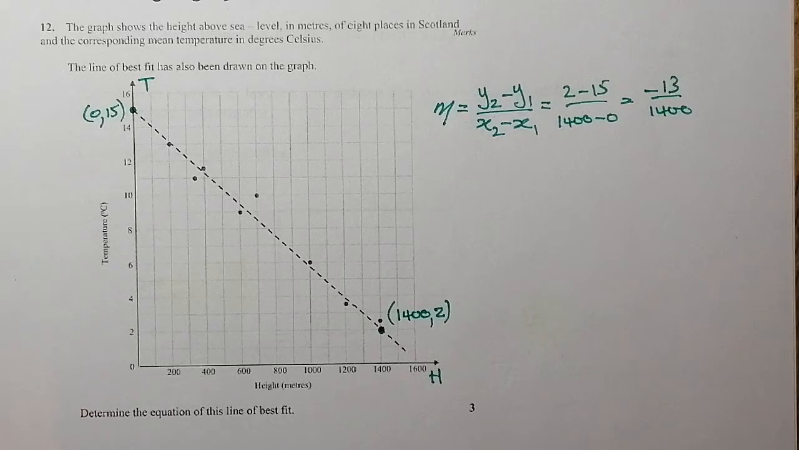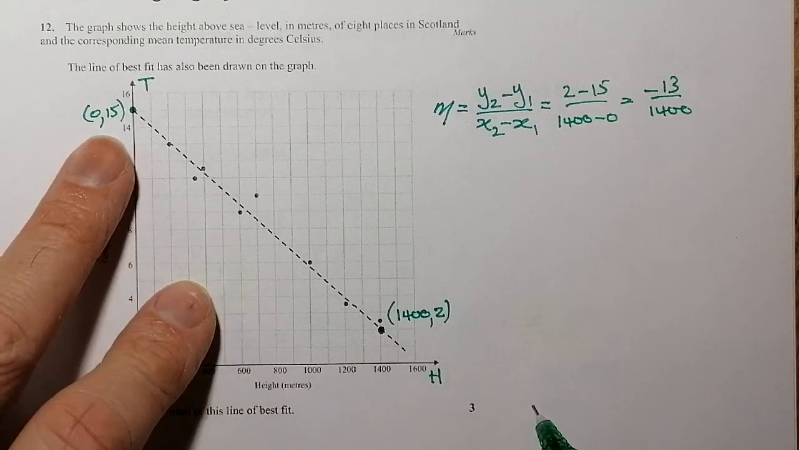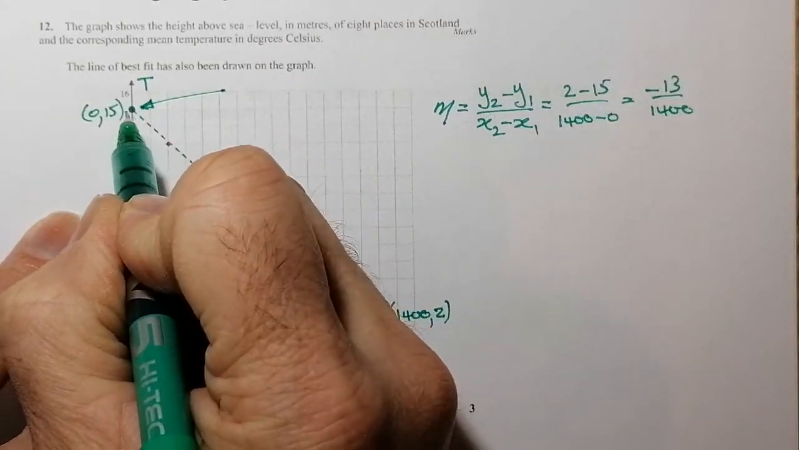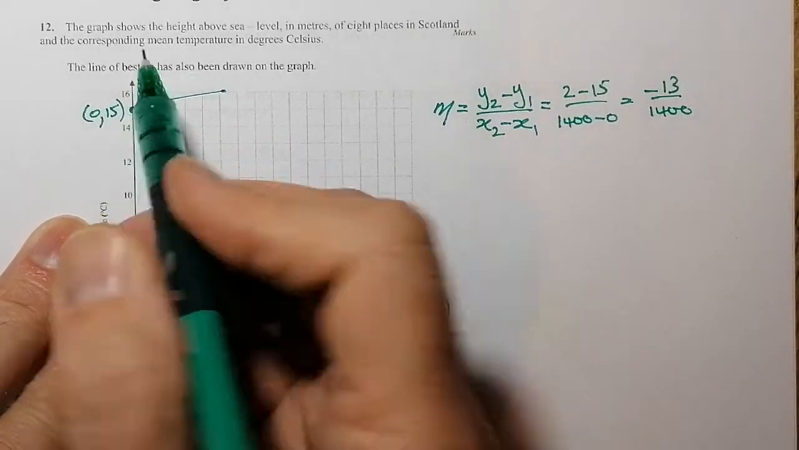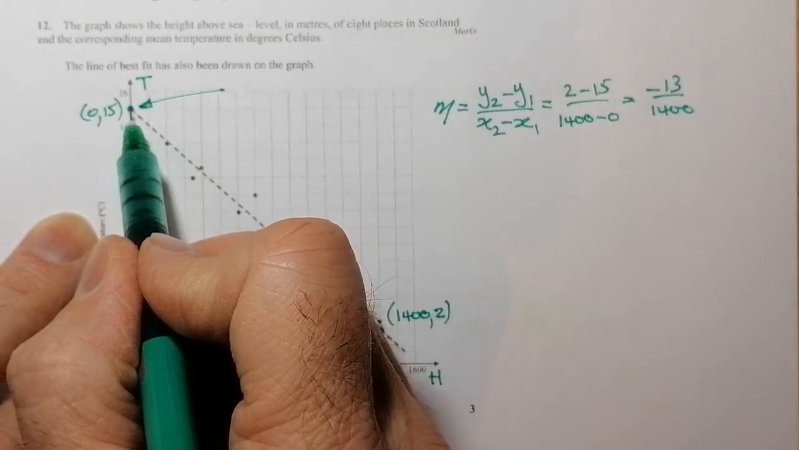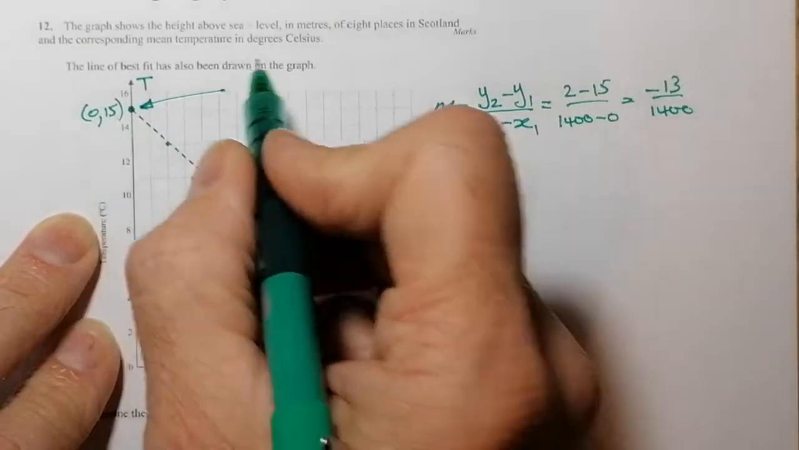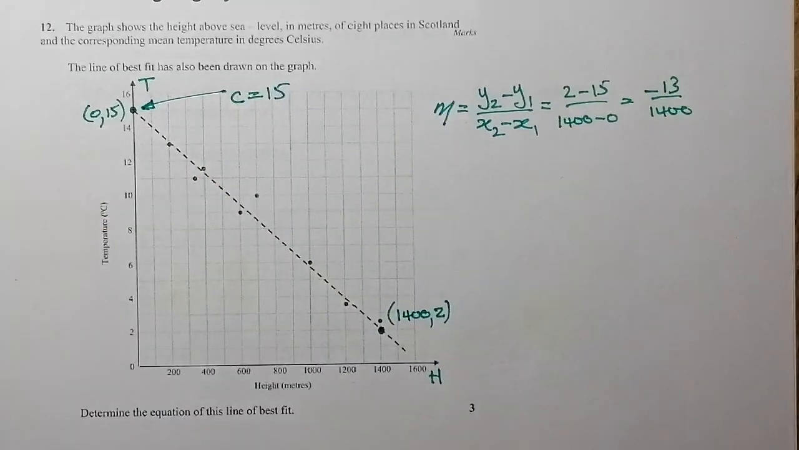So that's my gradient. What I'll then do is I've got 2 options, but I can just see what my C value is. Wherever the line crosses the y-axis tells me where the C value is. So the y-intercept is 0, 15, so my C value is equal to 15. I could go straight ahead and just put that into the equation and get my answer.